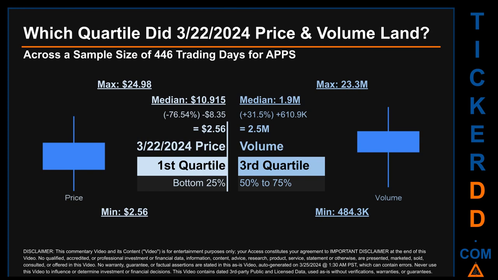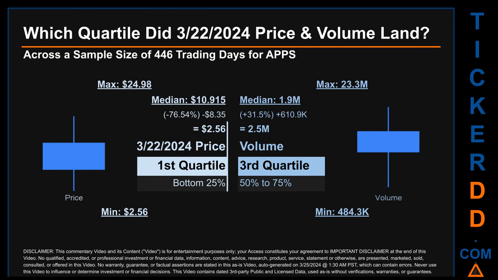Which quartile did March 22, 2024 price and volume land? Across a sample size of 446 trading days, the maximum end-of-day price for APPS was $24.98 while the minimum was $2.56. Within that price range, March 22, 2024 price, of $2.56, landed within the first quartile, meaning it was within the bottom 25% of all sampled end-of-day prices. The day's volume landed within the third quartile, that is within the 50% to 75% range of all sampled daily volume, which saw a max daily volume of 23.3 million and a minimum of 484.3 thousand.